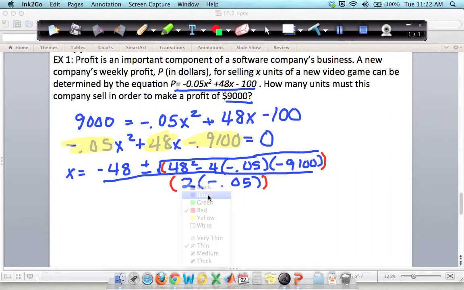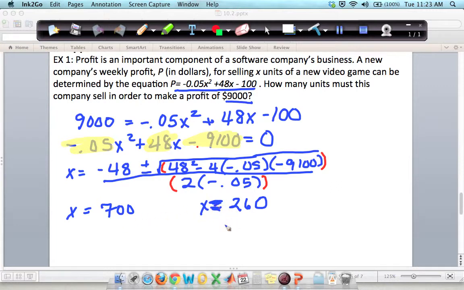And when you do this, you're going to get 2 answers. You're going to get 700 and 260. And a lot of times when you're doing a quadratic like this, you'll get 2 answers and one of them's negative. And if it's a word problem, we don't say we're going to sell negative units of something, so we would just eliminate that. In this case, we get 2 positive answers, 700 and 260.